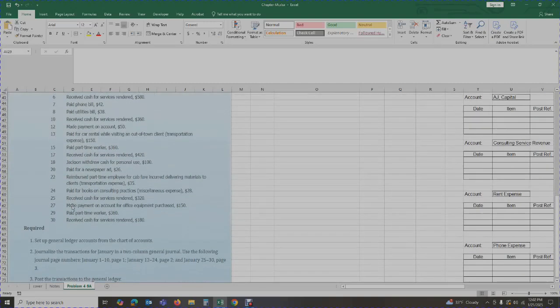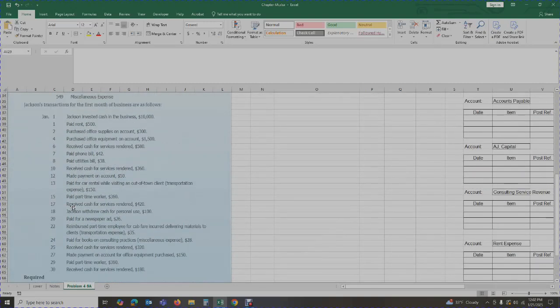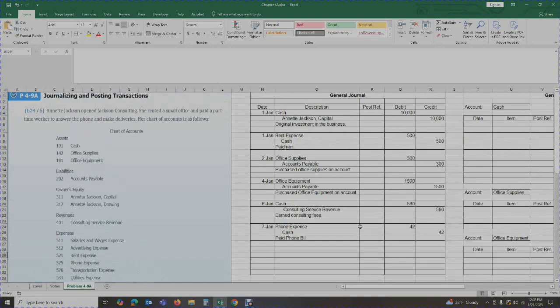I'm not going to go through all of them. I'm not going to give you the answers for all of them. I already gave you from January the 1st through the 7th. The rest you do on your own. You're going to follow the same process. Debits go on top, credits on the bottom. Debits must always equal credits.